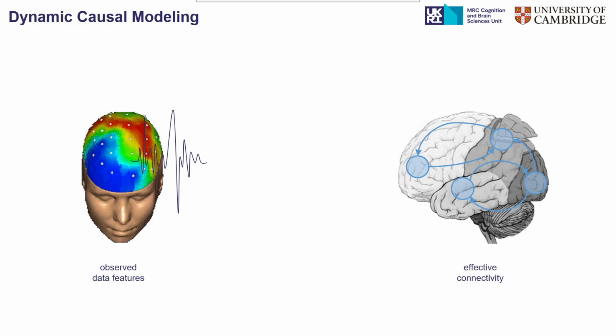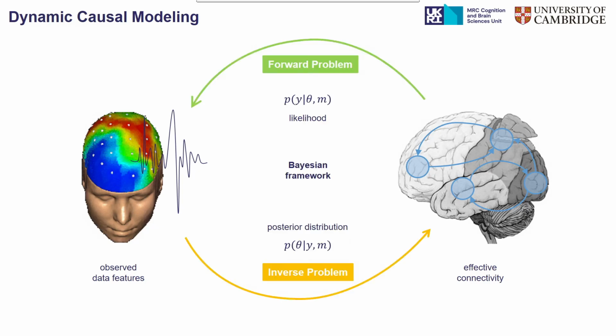What DCM does is it models the effective connectivity between regions inside the brain, which means that it captures causal directed influences between neuronal populations and builds upon our knowledge of both structural as well as statistical dependencies between various regions. DCM is a Bayesian framework for estimating this effective connectivity from observed data features.